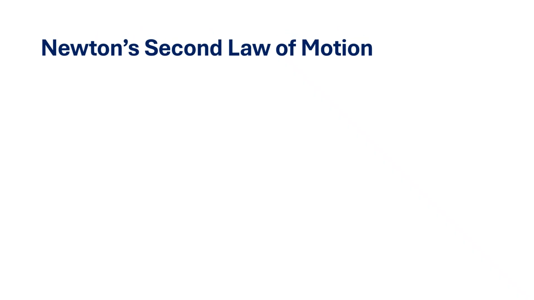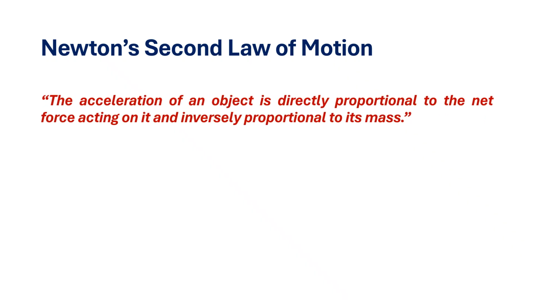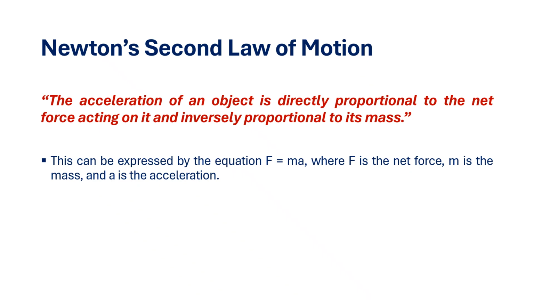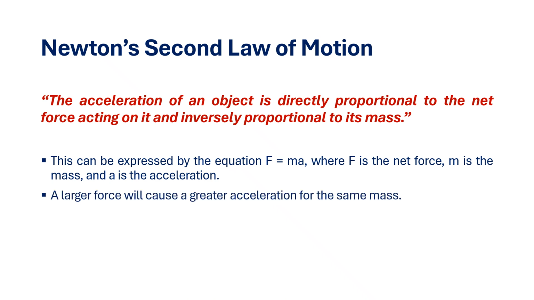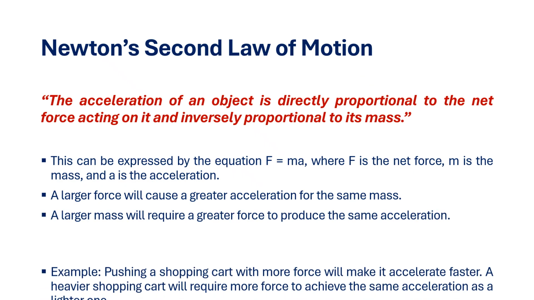Now let's go to Newton's second law of motion. The acceleration of an object is directly proportional to the net force acting on it and is inversely proportional to its mass. This can be expressed by the equation force is equal to mass into acceleration, where F is the net force acting on a body, m is the mass of the body, and a is the acceleration. A large force will cause a greater acceleration for the same mass. A larger mass will require greater force to produce the same acceleration.